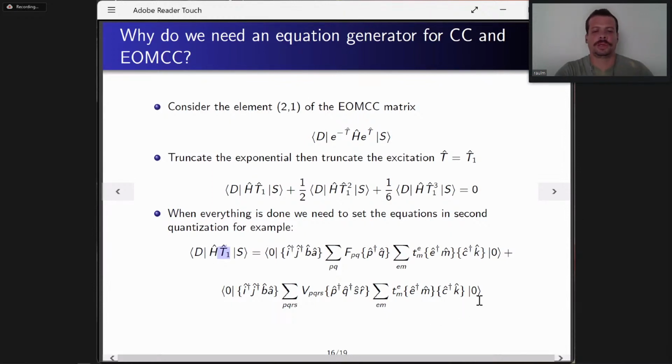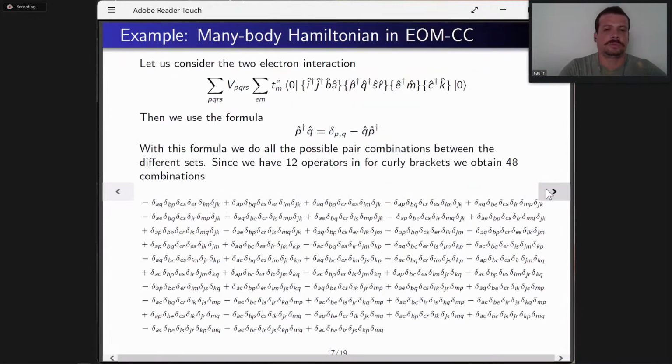So how do we evaluate this element to obtain, for example, results of atoms and molecules? What we use is combinatorics. For example, here I take the example of the 2 electron terms. So we need to use this formula. And actually this formula fulfills the Pauli exclusion principle.